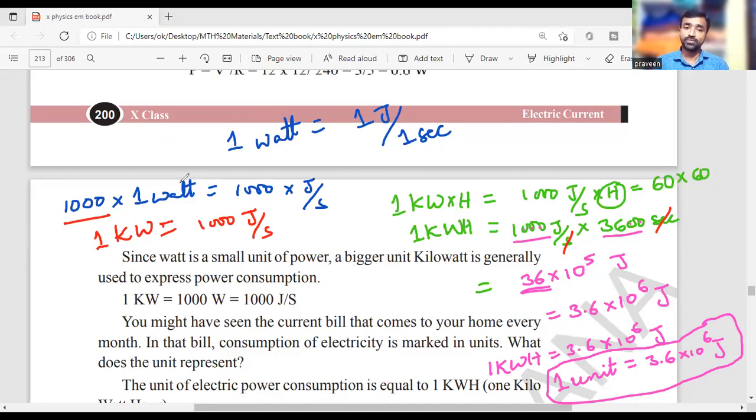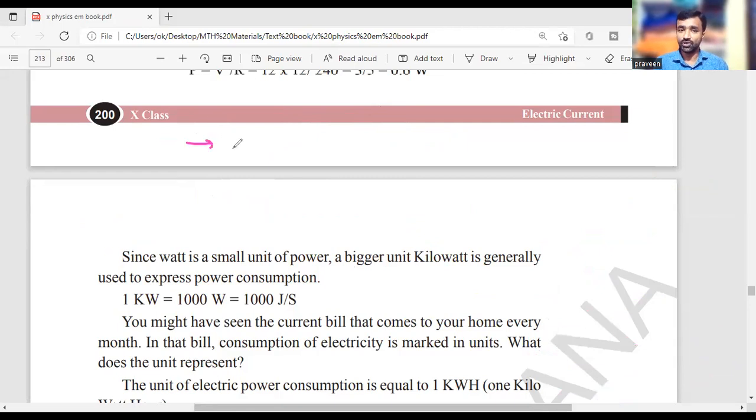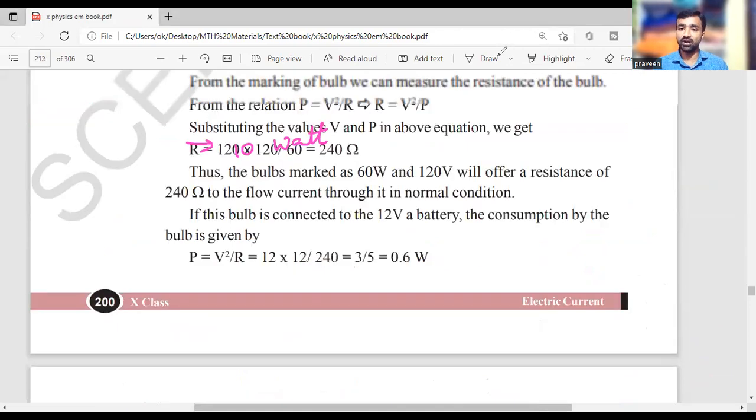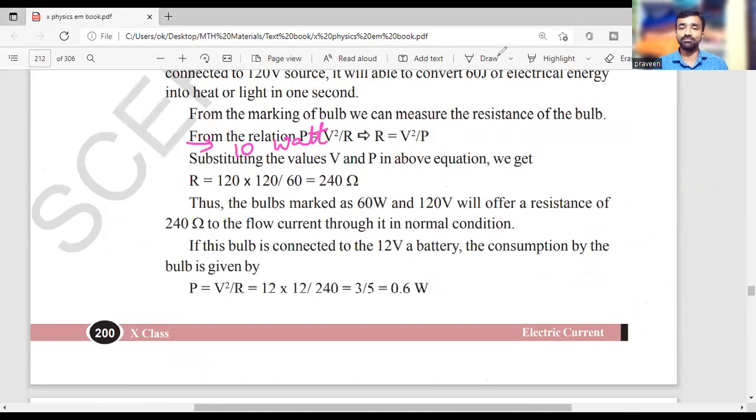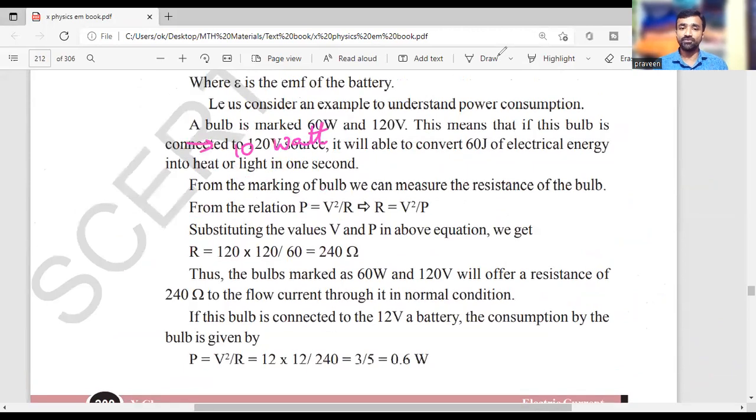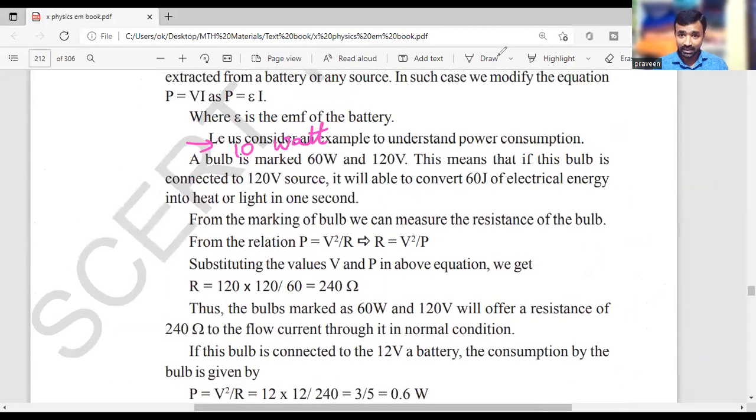For example, for any appliance, you may be given something in watts. For example, a daily-use bulb may be 10 watts, 25 watts, etc. So what does it actually mean? Watts are given on the bulb or something, right? What does it refer to? It gives you information. So 10 watts, and the voltage may be given as 120 or 240 volts, 220 volts, like that.